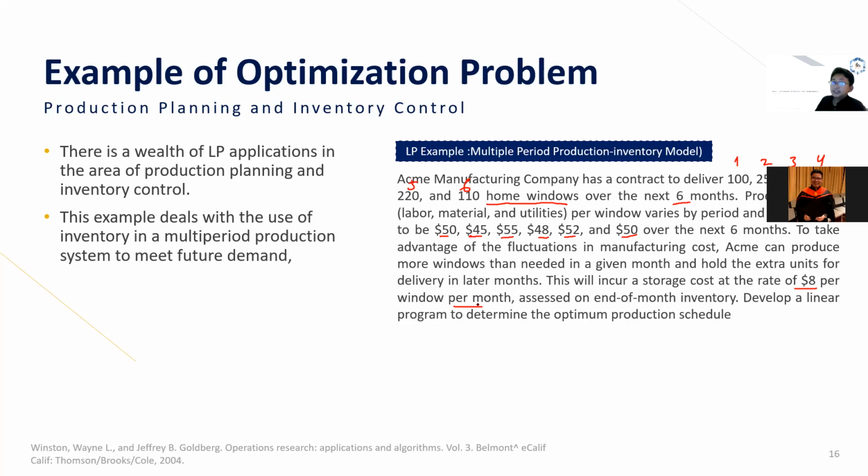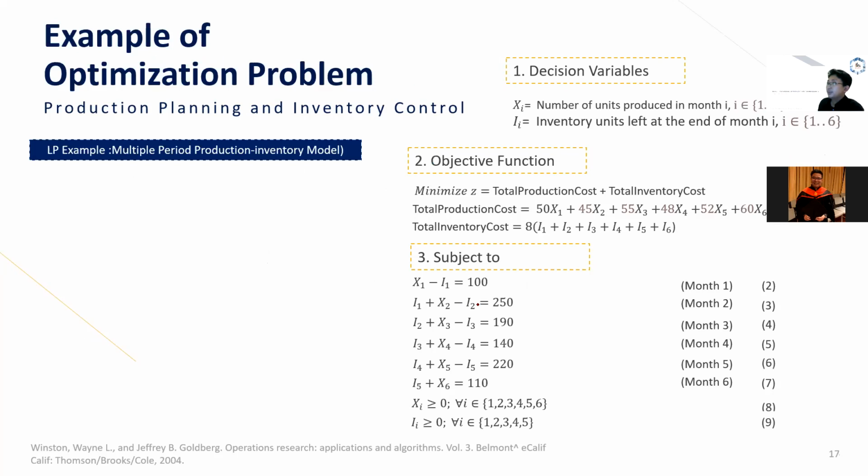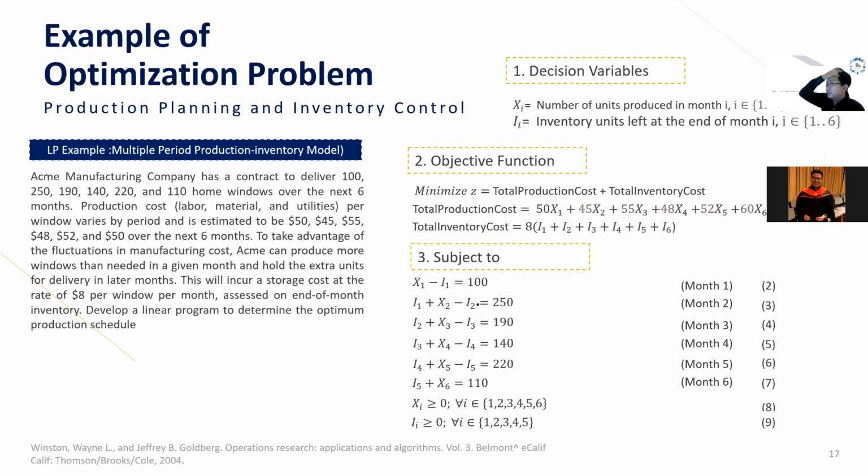So now our task is to help the company determine how many they will produce every month. If it is more than the contract demand, it will be considered excess inventory and can be used to fulfill the demand in the following months.